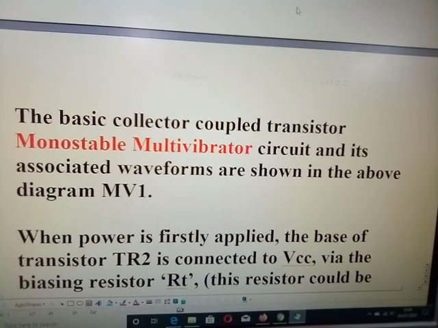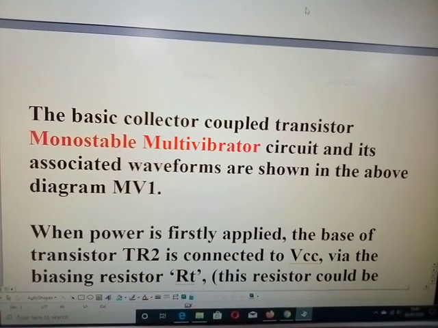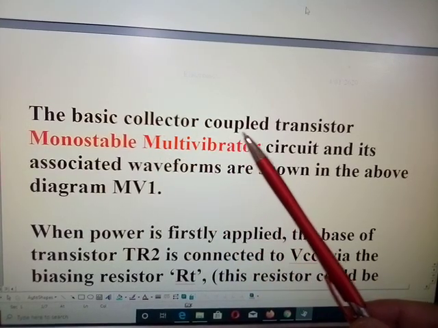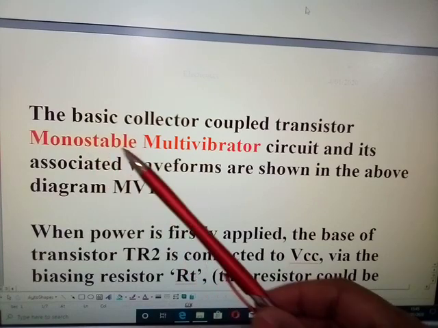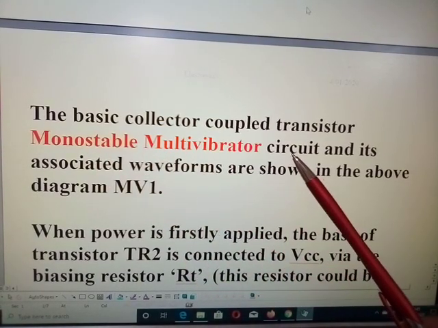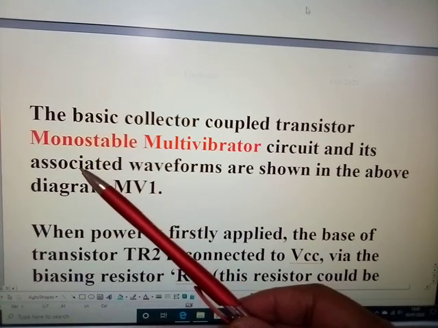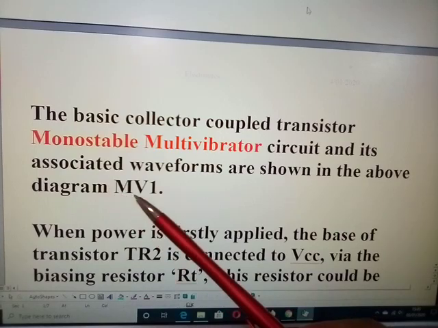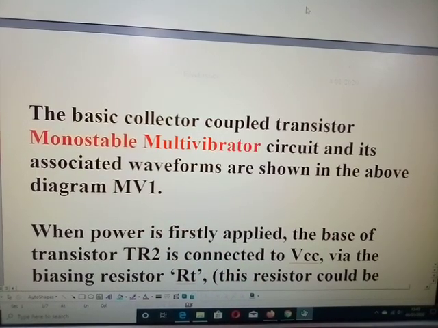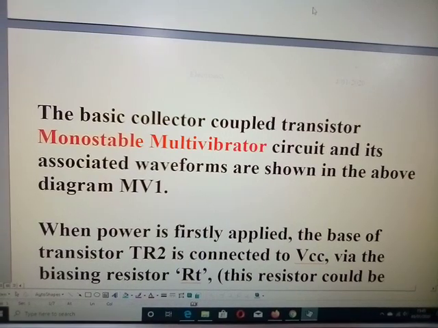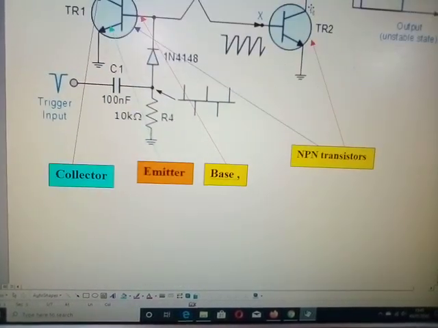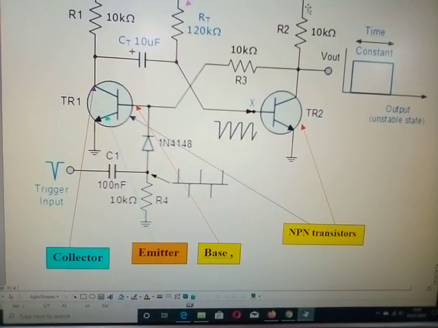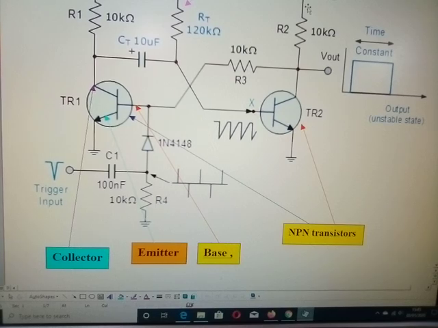Now let's look at what we're trying to say here. The basic collector coupled transistor monostable multivibrator circuit, and its associated waveforms are shown in the above diagram in V1. Now always look back at the diagram so you know what it's trying to tell you about. Okay, and look at how the relevant capacitors and resistors are located.